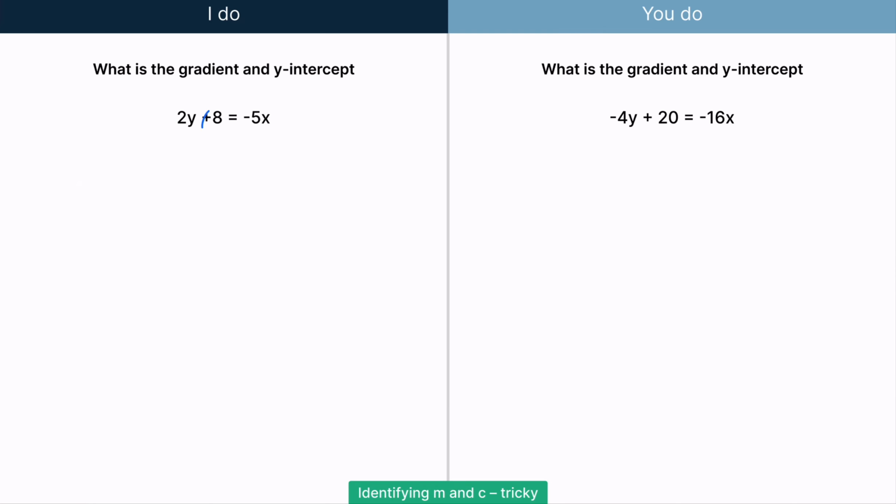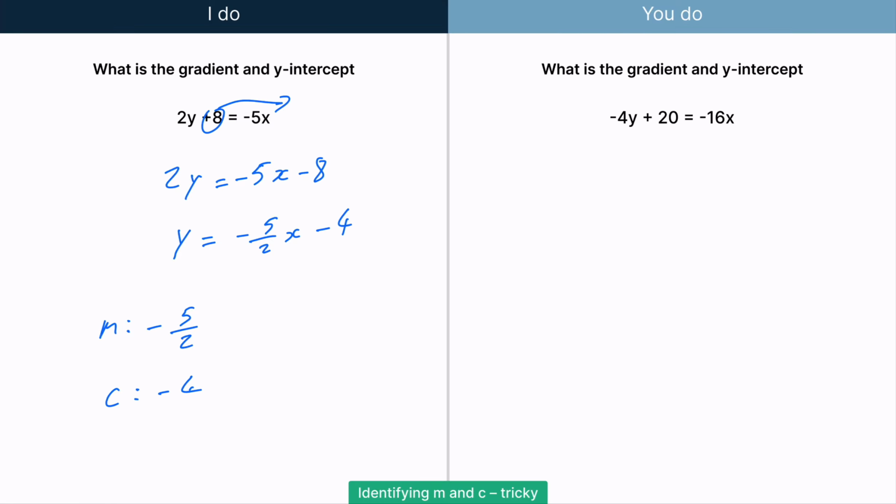So in this case, we are going to move that over there. So 2y is equal to minus 5x minus 8. And if I divide each side by 2, I get y is equal to minus 5 over 2 x minus 4. So my gradient is going to be minus 5 over 2, and my y-intercept is going to be minus 4.